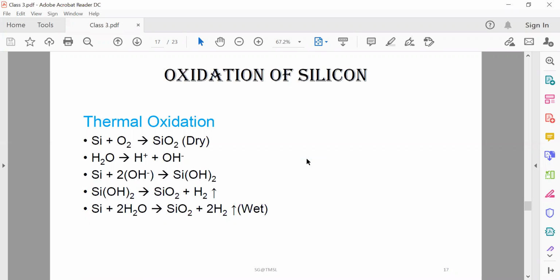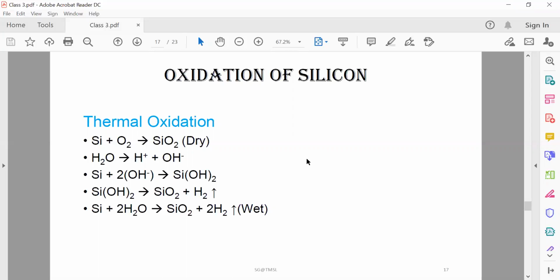So OH minus will go towards the positive electrode, the anode, and the OH minus reacts with silicon to form Si(OH)2, and Si(OH)2 then decomposes into silicon dioxide and hydrogen. So this is the electrolysis process.